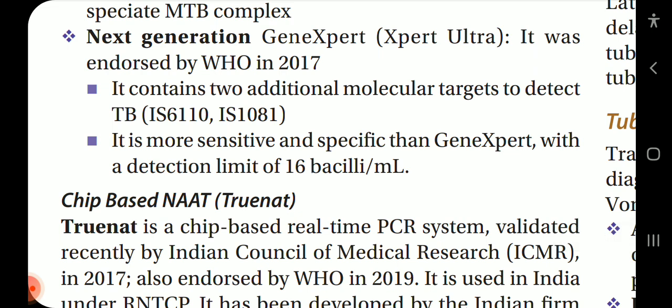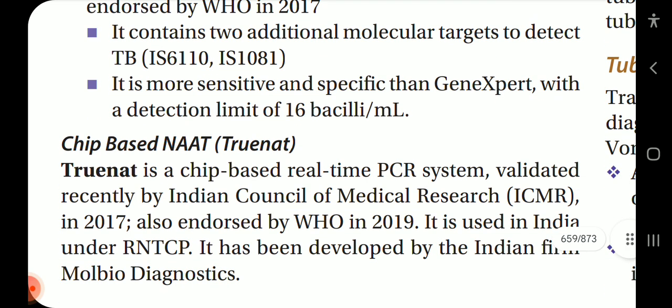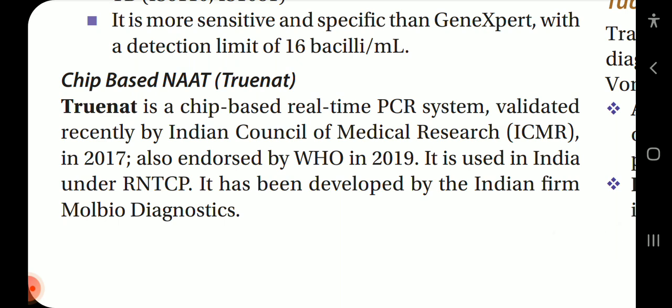Next generation GeneXpert Ultra was endorsed by WHO in 2017. It contains two additional molecular targets to detect TB, IS6110 and IS1081. It is more sensitive and specific than GeneXpert with a detection limit of 16 bacilli per ml. Next is chip-based NAAT. TrueNAT is a chip-based real-time PCR system validated recently by the Indian Council of Medical Research (ICMR) in 2017, also endorsed by WHO in 2019. It is used in India under RNTCP.